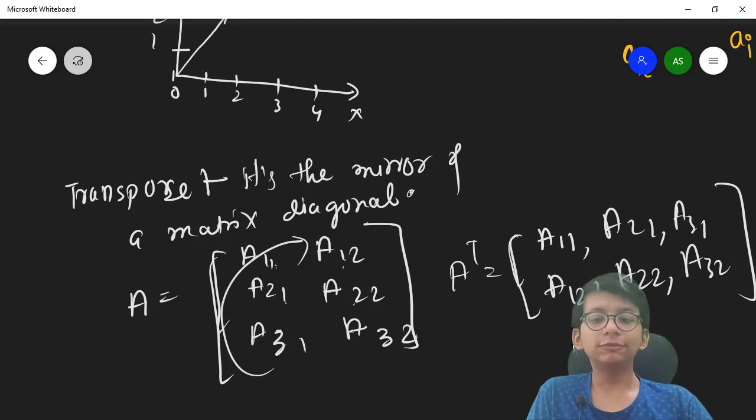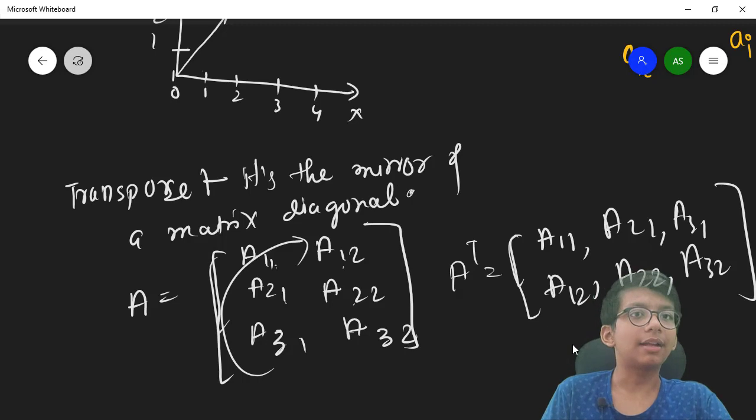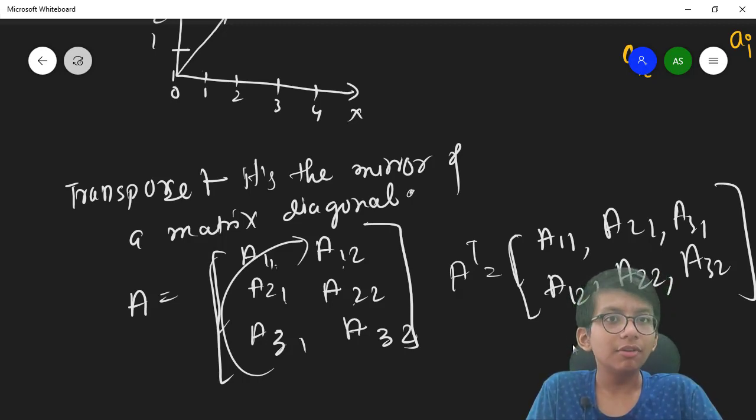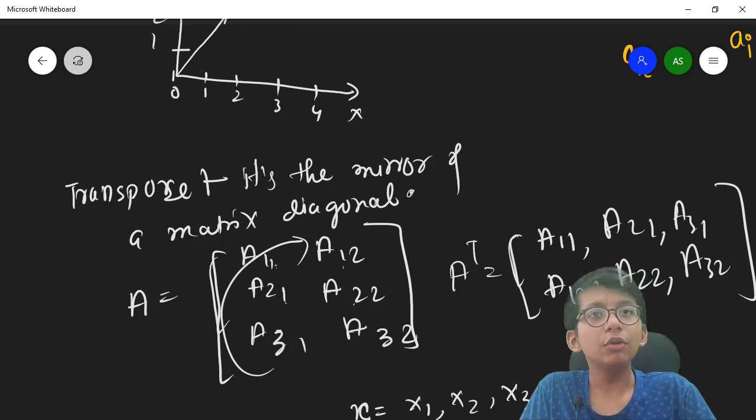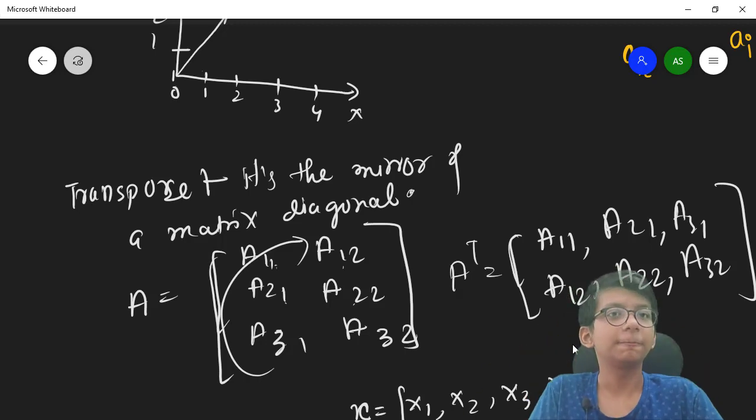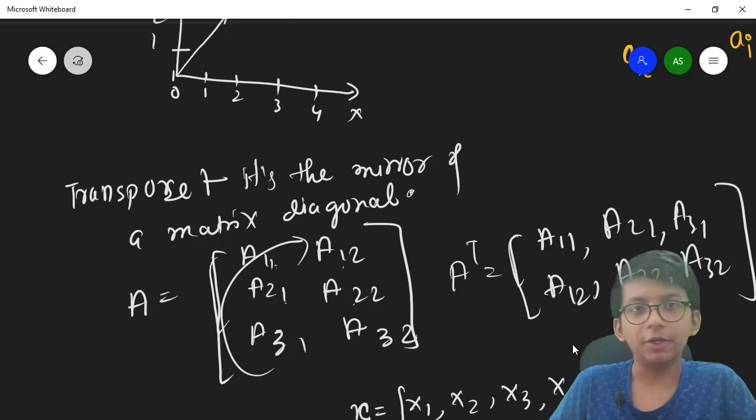Great. So for example, you can write your vector as a transpose. What do I mean by that? You can write your vector x equals x1, x2, x3, and x4. Now you tell me, is this a vector or a matrix?